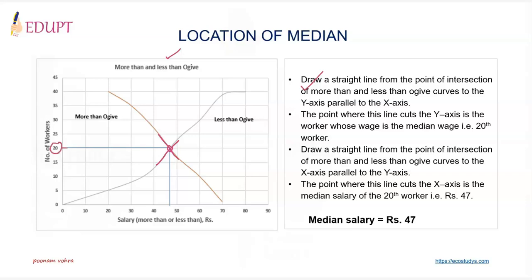That is the point where this line cuts is the worker whose wage is the median wage, that is 20th worker. It was n by 2 if you remember. Then from this point of intersection, draw a straight line parallel to y-axis to cut x-axis, and you get a point which is in between 40 and 50, nearing 50. This is the median salary of 20th worker, which is 47. This we shall confirm with the help of a formula.